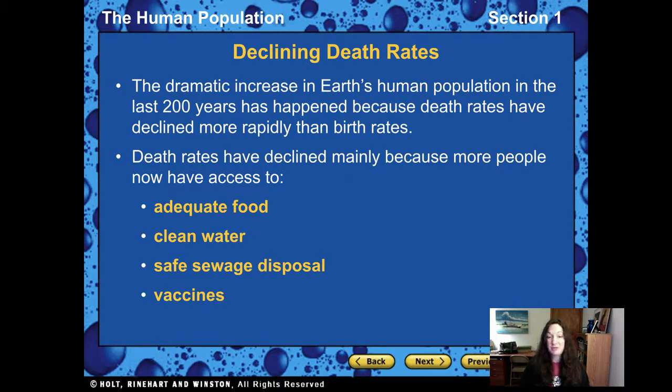Safe sewage disposal. People used to just walk out into the street and go to the bathroom in the middle of the street. Now we have a place for that to go to get treated, and eventually it's put back out into the environment once it's deemed safe.